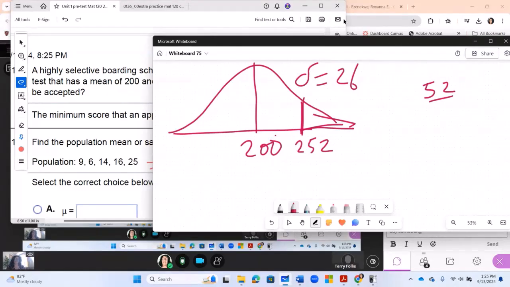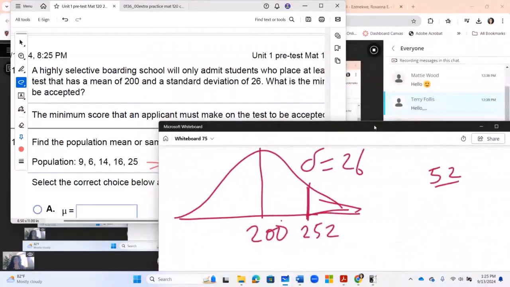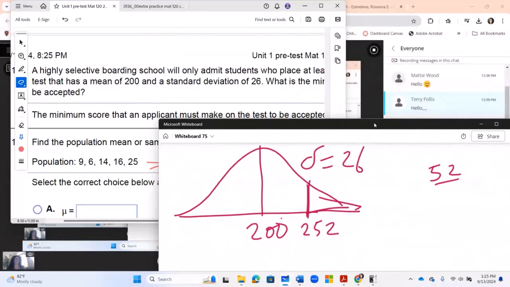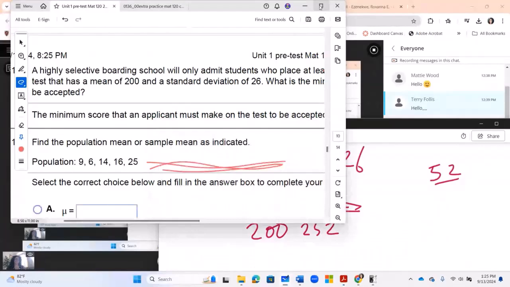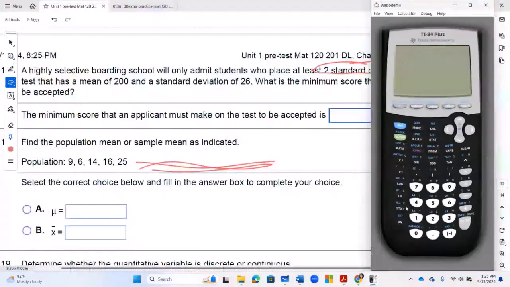Okay, we're not going to read the chart. We will do it with our calculator. All right, let me see. What is the minimum score? Actually, we have answered the question. What is the minimum score to be accepted? That's all. We have already done it using the empirical rule. Okay, so the minimum score is 252.